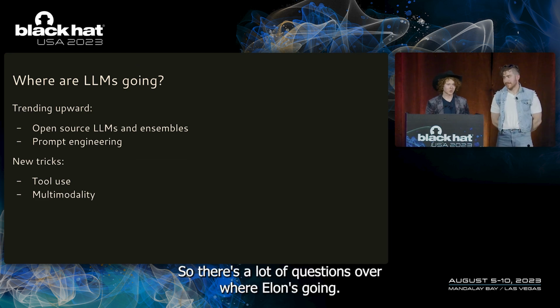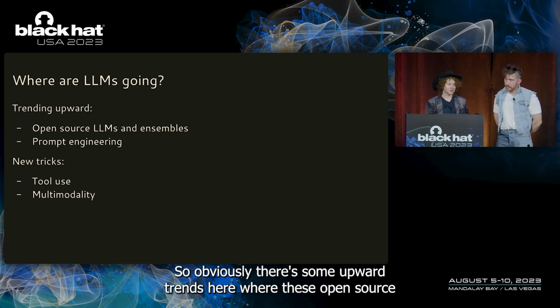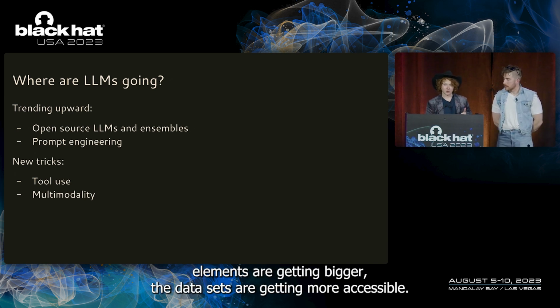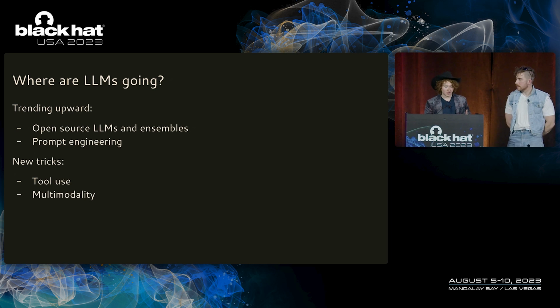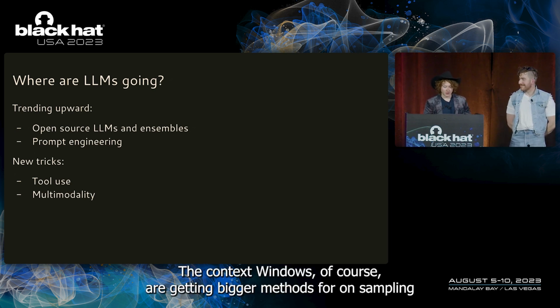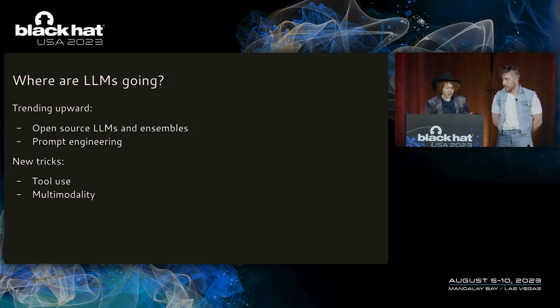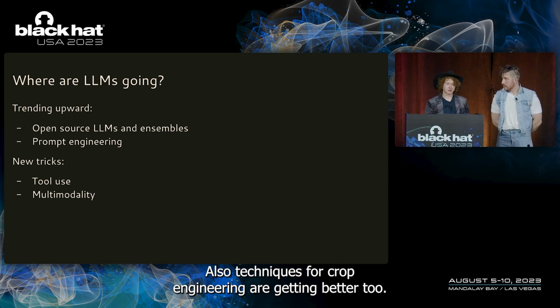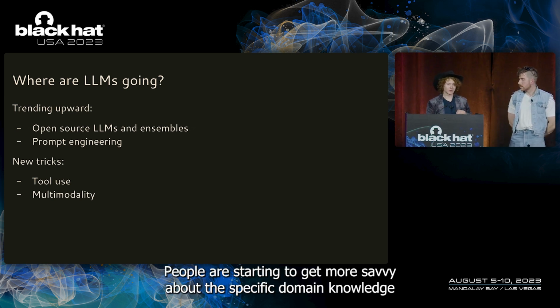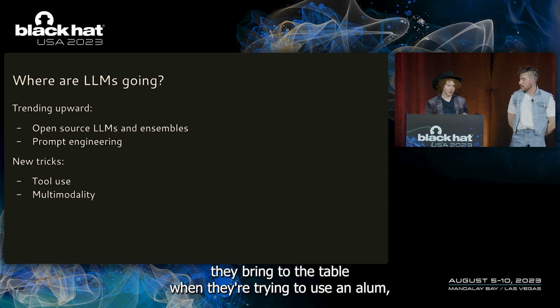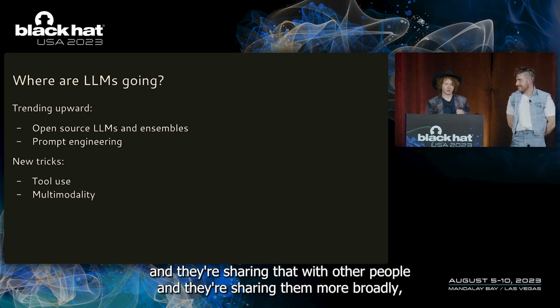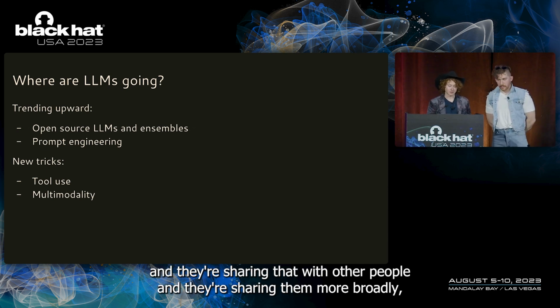So there are a lot of questions over where LLMs are going. Obviously there are some upward trends here: open source LLMs are getting bigger, the data sets are getting more accessible, and the context windows are getting bigger. Methods for ensembling them are also getting better, with different tools like LangChain. Techniques for prompt engineering are getting better too. People are getting more savvy about the specific domain knowledge they bring to the table when using an LLM, and they're sharing that more broadly, which is exciting.